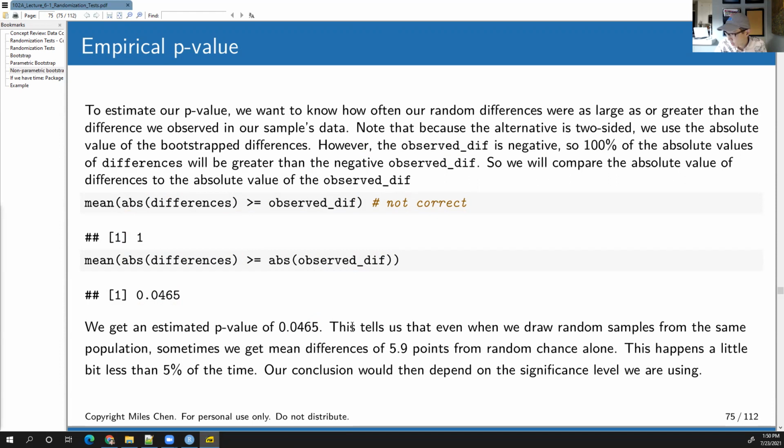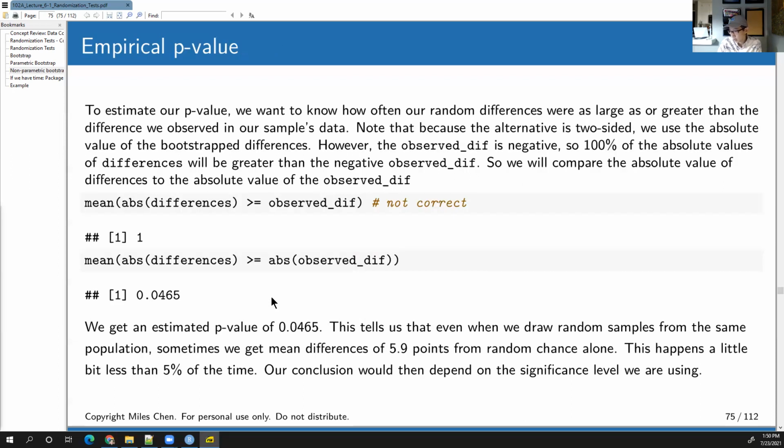So this tells us that even when we draw random samples from the same population, sometimes we get two groups where the difference between means is 5.9 points, and that could happen by random chance alone. And that happens just under 5% of the time. So what conclusion we make, whether to reject the null or not, is going to depend on the significance level we're using. If we're using 5%, we would reject it because it's just under 5%. If we're using something like 3%, 2%, 1%, we would not reject because our p-value is greater than those values.